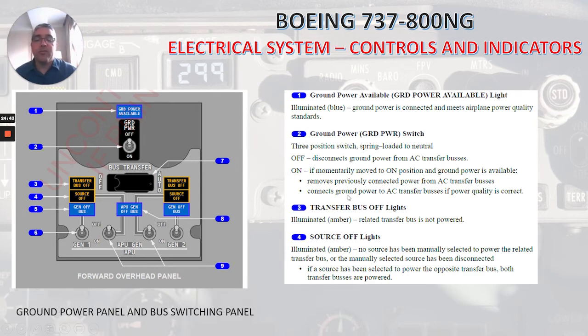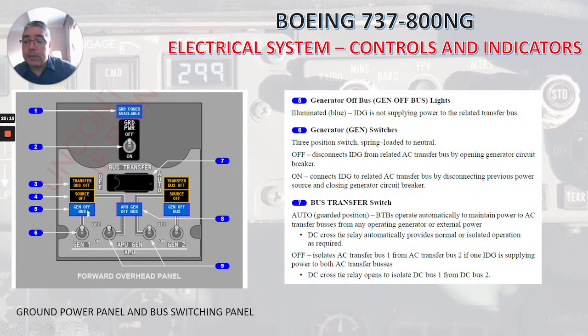Now, if we talk about the transfer bus off lights, illuminated amber, related transfer bus is not powered. The source off lights, illuminated amber, no source has been manually selected to power the related transfer bus, or the manually selected source has been disconnected. If a source has been selected to power the opposite transfer bus, both transfer buses are powered.